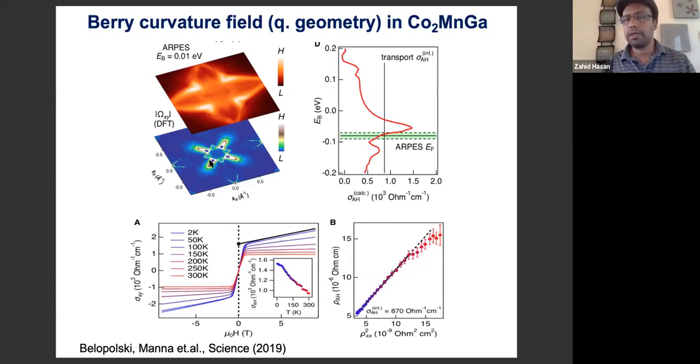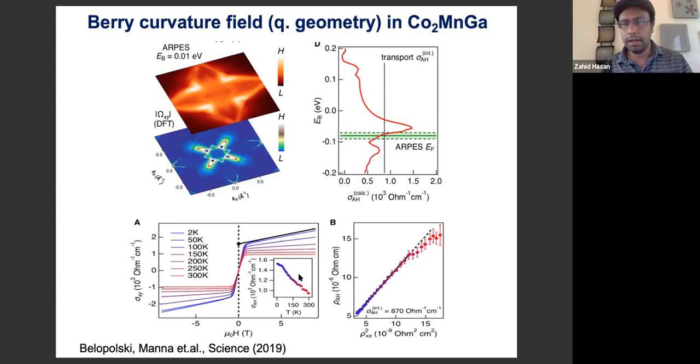For example, especially anomalous Hall transport, the intrinsic part of the anomalous Hall transport. So in other words, you can use ARPES data to predict the transport of your sample. This is what Guoqing and Ilya have done in collaboration with Kaustav Manna. From ARPES, we know where the Fermi level is, and we calculate the intrinsic part of the anomalous Hall, and we find that it should be around this point.